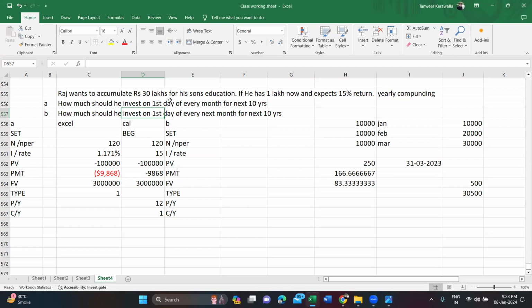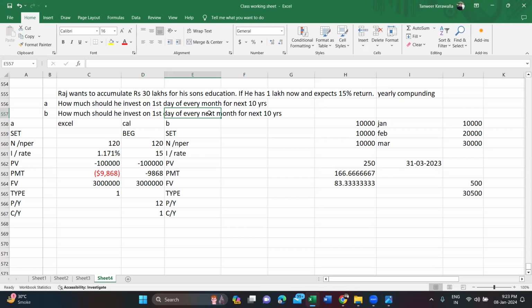Sorry. So on the first day of every month, for example, he starts in Jan. She starts with first Jan, right? First day of every month means he starts investing from today: first Jan, first Feb, first March. But on the first day of every next month, that means he starts one month late, right? Now this is a problem I've taken from some book. It may appear a little confusing for you.